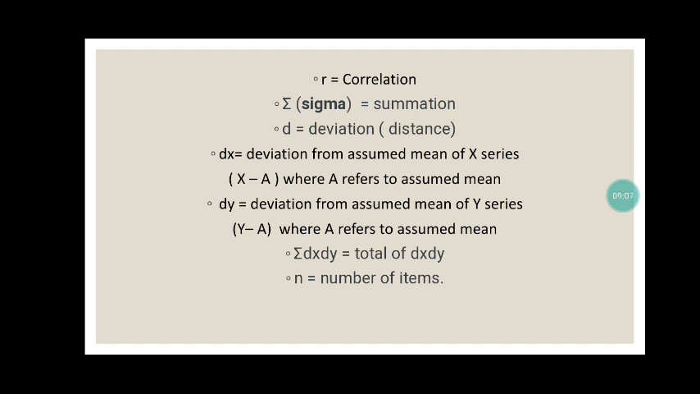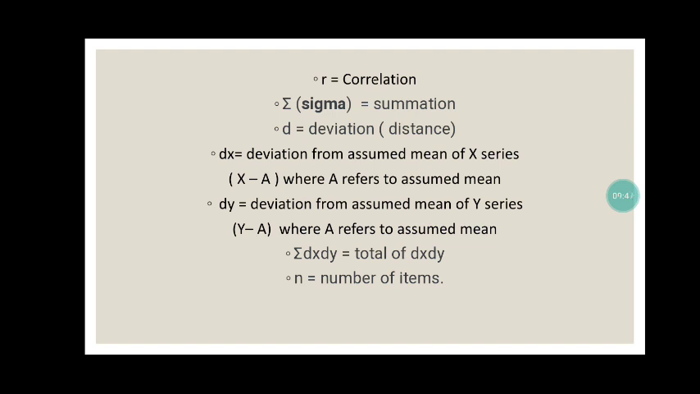D refers to the deviation. Deviation is also known as distance. We will see how this d is calculated when we look at the numerical problems. Then another thing over here is dx, whereby dx indicates the deviation from the assumed mean of the x series. So how is this dx calculated? It is calculated as x minus a, where a refers to the assumed mean. While we start with the numerical problems, we are going to see the different series, like the x series and the y series. Then I will tell you how to calculate dx from the given series.